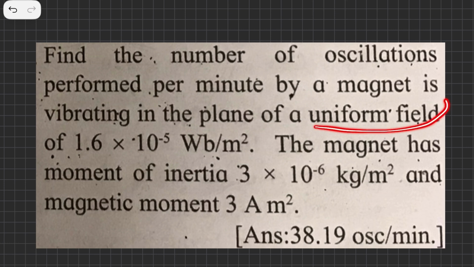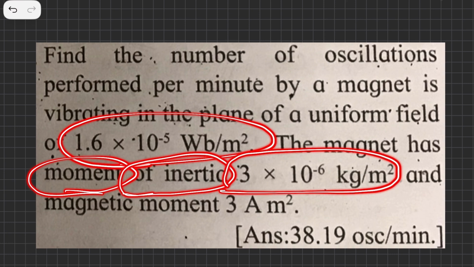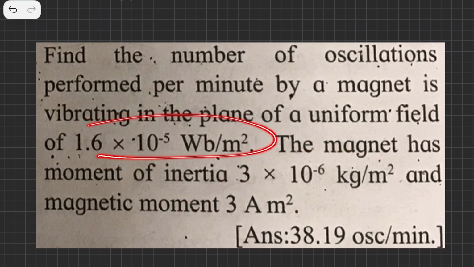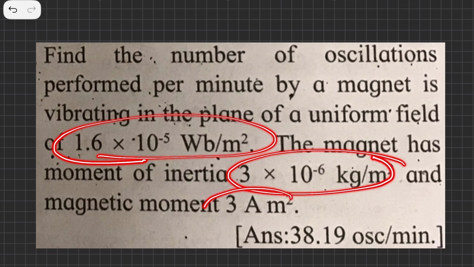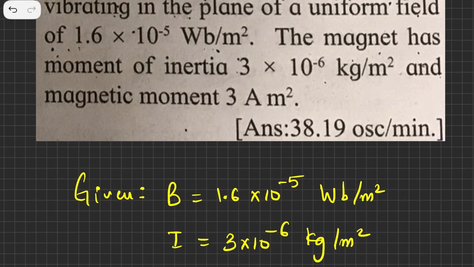And then they are saying that the uniform magnetic field is given, the moment of inertia is given, and the magnetic moment is given. So there are three data: one, magnetic field; second, moment of inertia; and third, magnetic moment. Let's see how to go ahead with this.